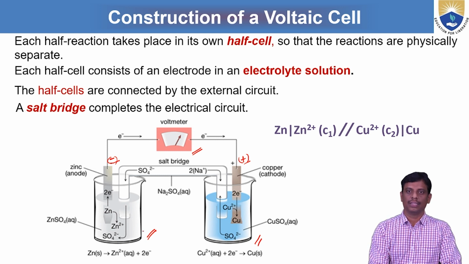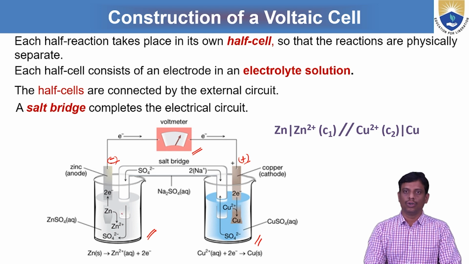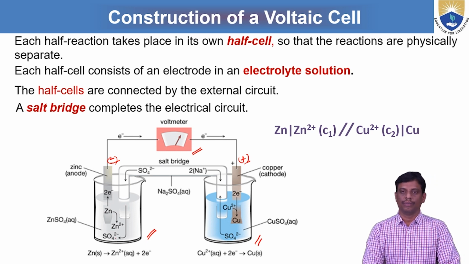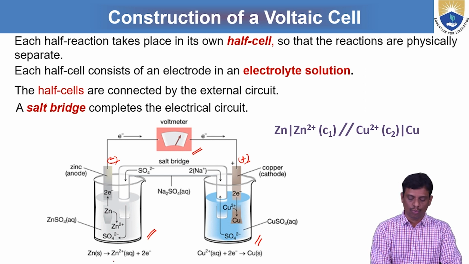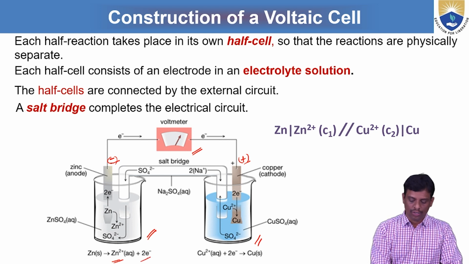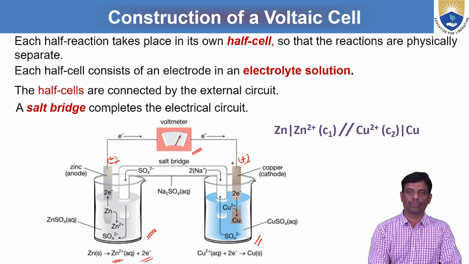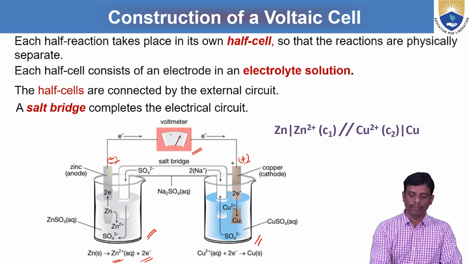On the left-hand side half cell, there is a zinc electrode, which is involved in oxidation and loses electrons. The zinc electrode is where the oxidation takes place: zinc is converted to zinc 2 plus ions and releases 2 electrons. These zinc 2 plus ions go into the electrolytic solution, and these 2 electrons move from anode to cathode.